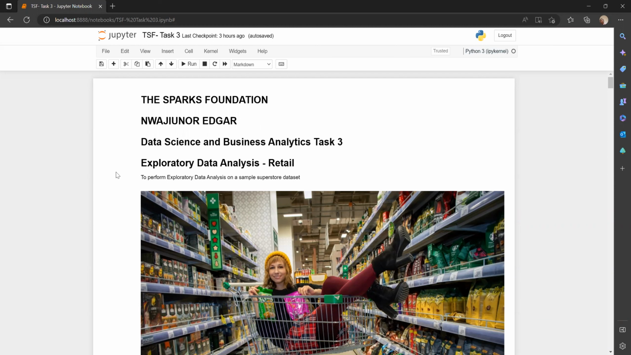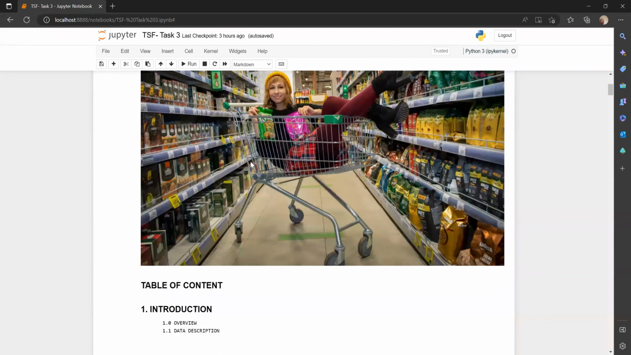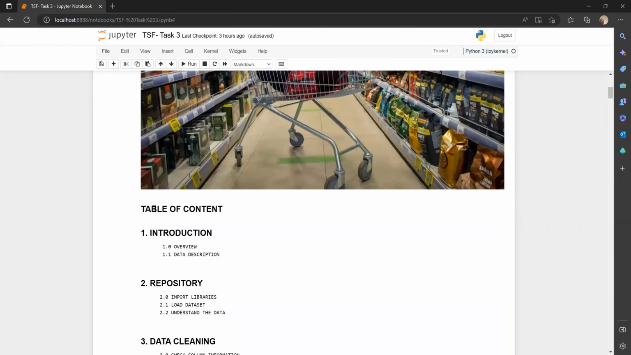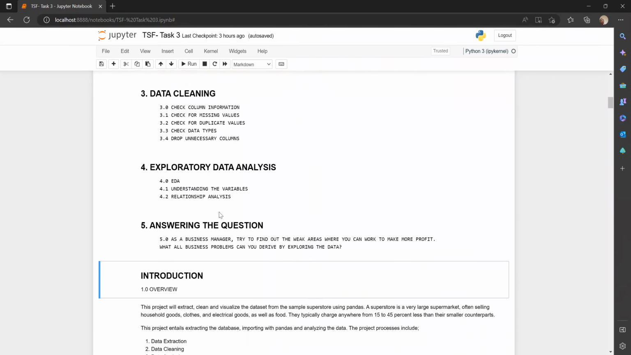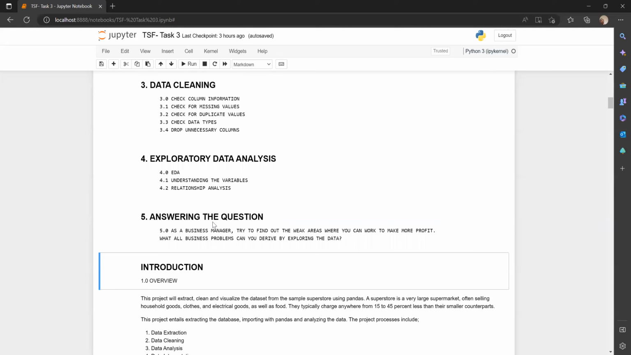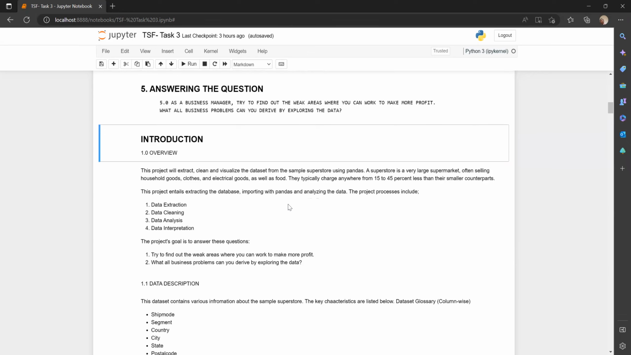I'm here to make a presentation on task 3, which is on exploratory data analysis, EDA. The aim of the task is to perform EDA on a sample Superstore data set. Here is the table of contents: from introduction to repository, data cleaning, exploratory data analysis, and answering the question, which is on trying to find out the weak areas where you can work to make more profit and what business problems can be derived by exploring the data.